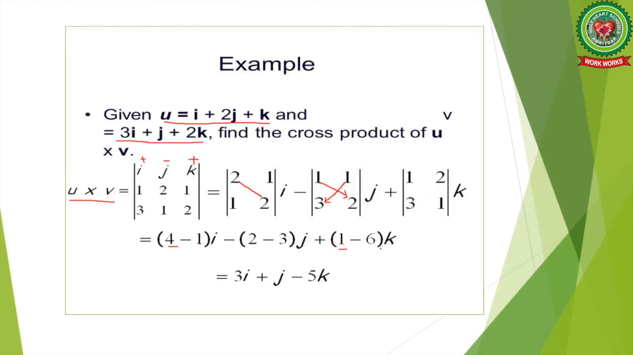into 3, 6. Then the result will be 4 minus 1, 3i, 2 minus 3, minus 1, minus 1, minus 1, plus 1, plus j. Here 1 minus 6 minus 5k. So this is the resultant of U cross V.